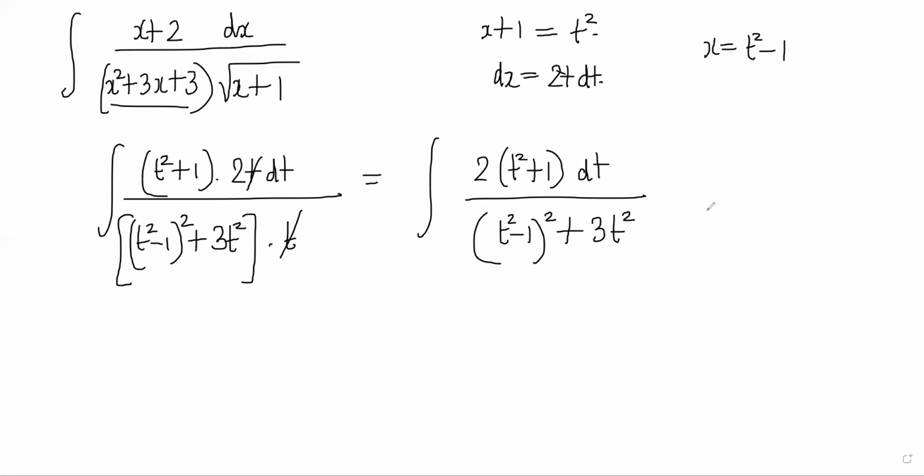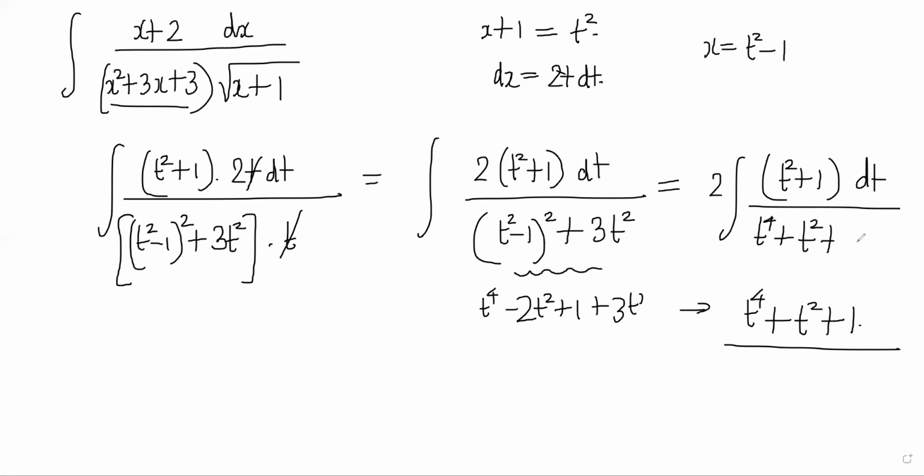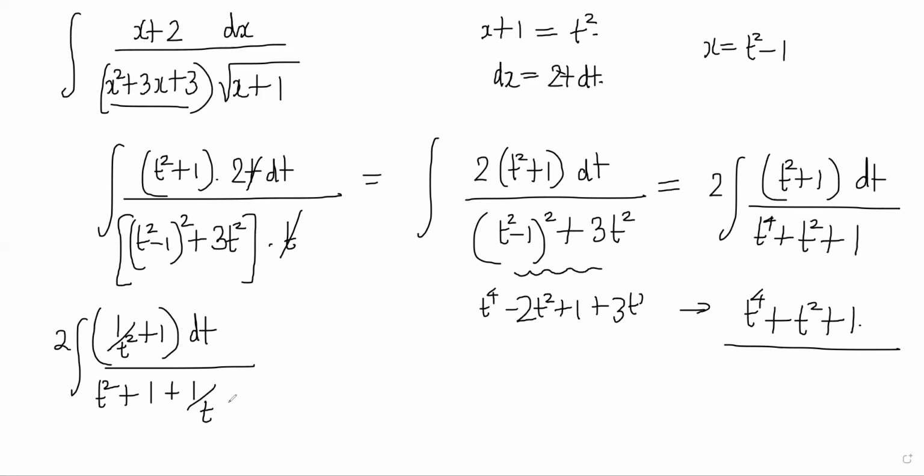So this denominator is t power 4 minus 2t square plus 1 plus 3t square. So it is just t power 4 plus t square plus 1, right? Yeah. So that is nice. 2 times integral t square plus 1 dt by t power 4 plus t square plus 1, right? Yeah. Now dividing up and down by t square, you'll get 1 by t square plus 1 on top dt, and here you'll get t square plus 1 by t square, right?